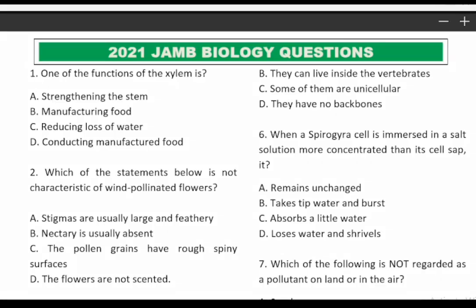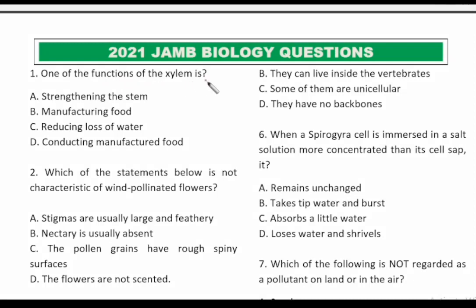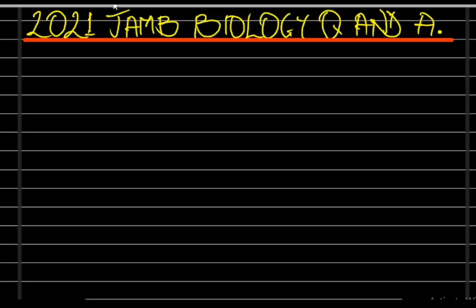Question 1 there says, one of the functions of the xylem is A. Strengthening the stem, B. Manufacturing food, C. Reducing loss of water, and D. Conducting manufactured food. Now we're talking about xylem here. So what is a xylem? When we look at the xylem, this is what we'll be coming across. Xylem is a conducting tissue in the plant.